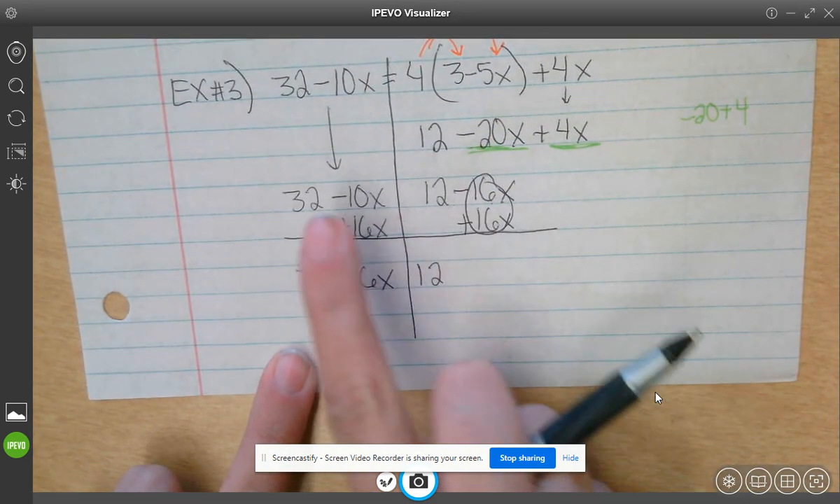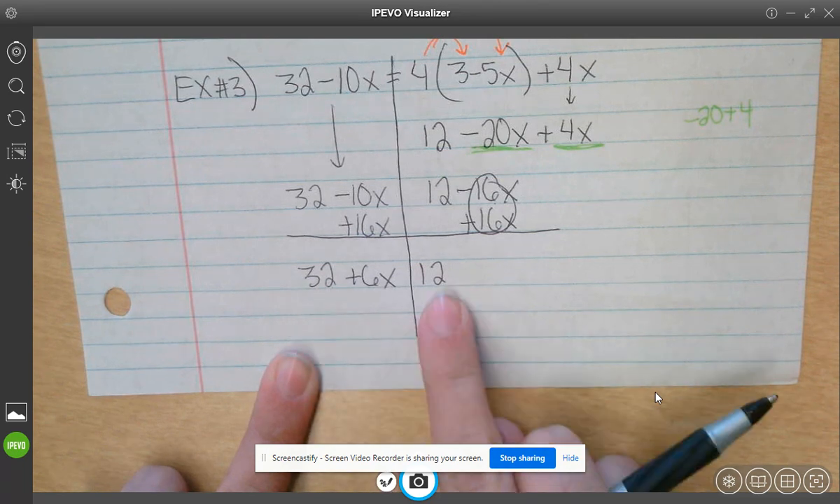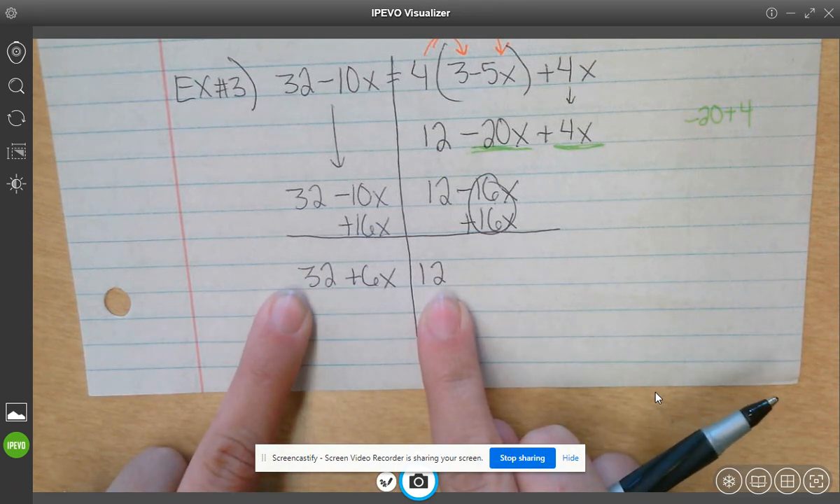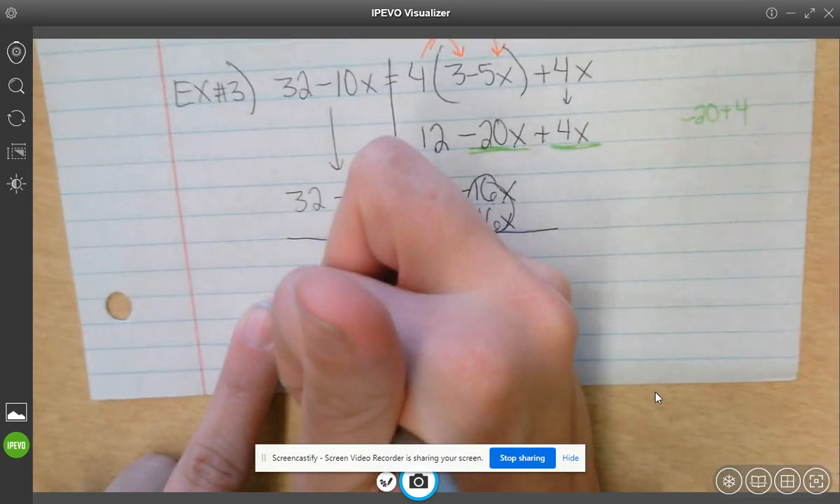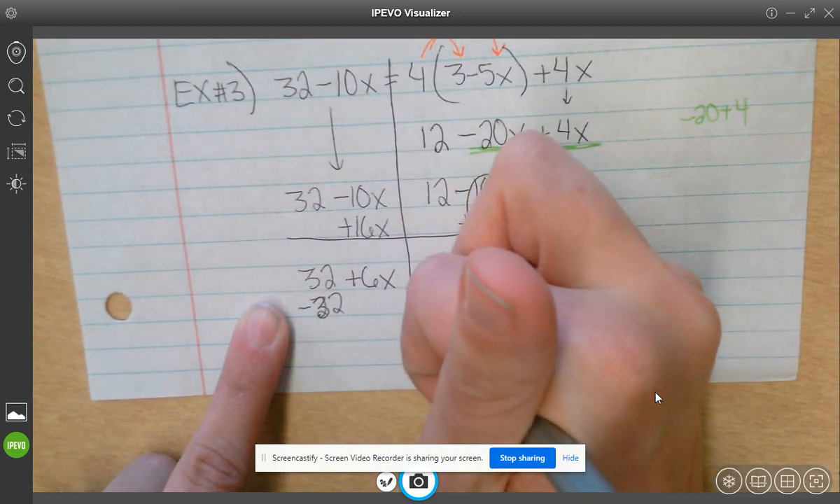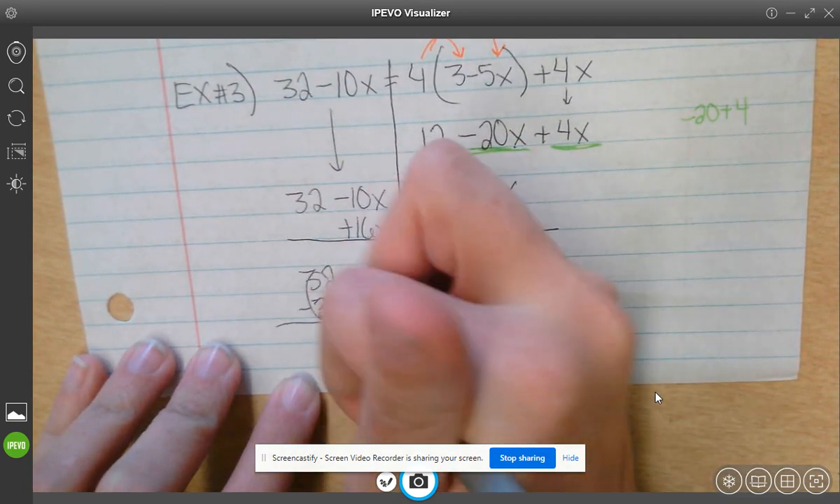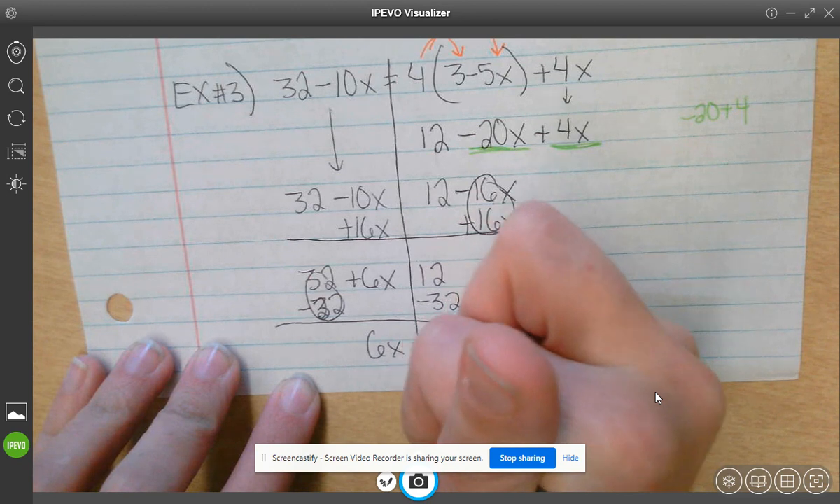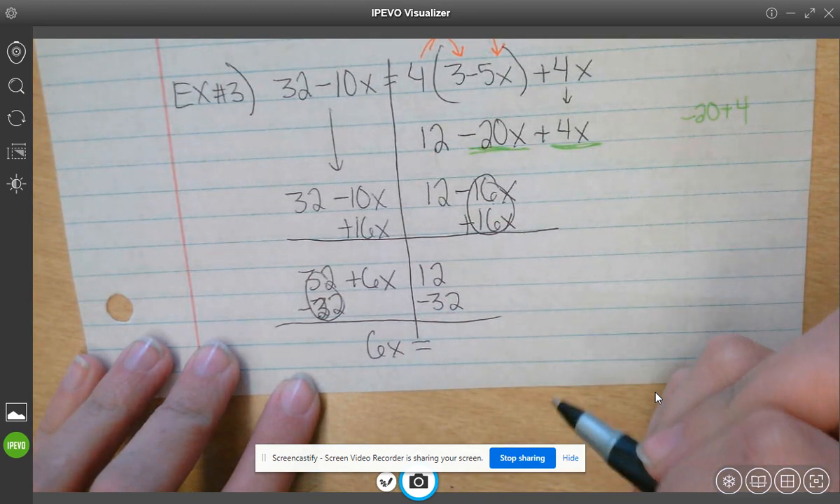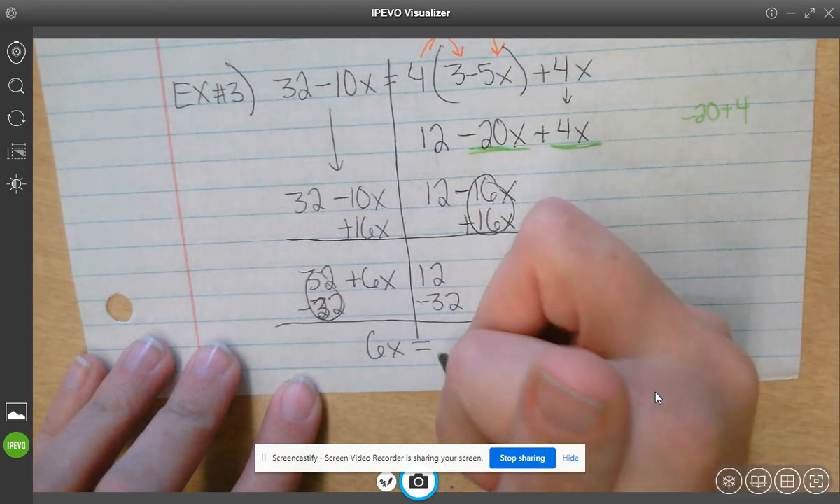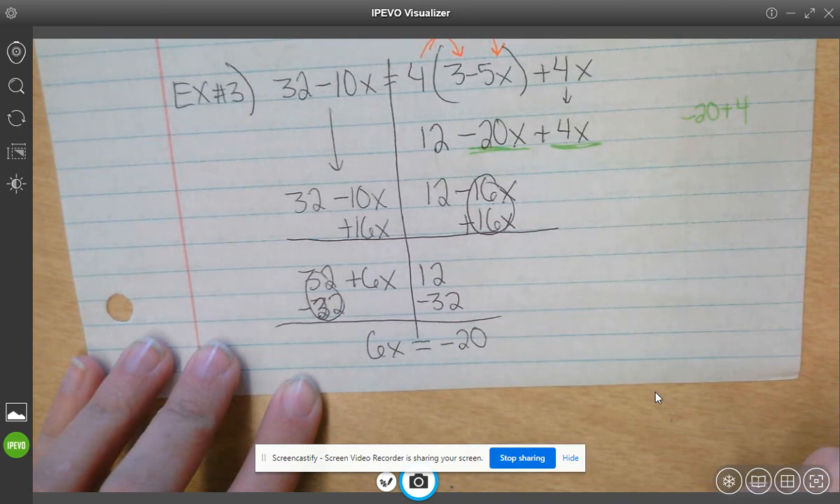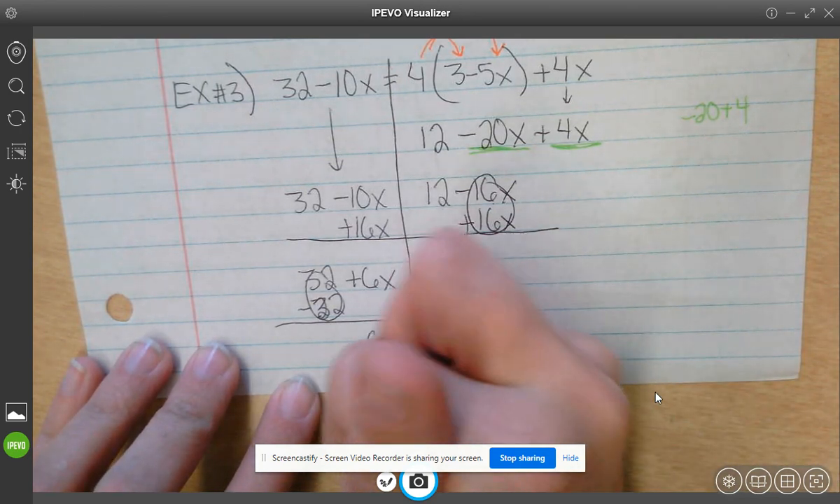Since I brought my x over here, now I have to bring my 32 over here with the 12. So the only way to make that 0 is to subtract 32. Reset. So I have 6x equals, what is 12 minus 32? It's a negative 20. My last step is to divide.